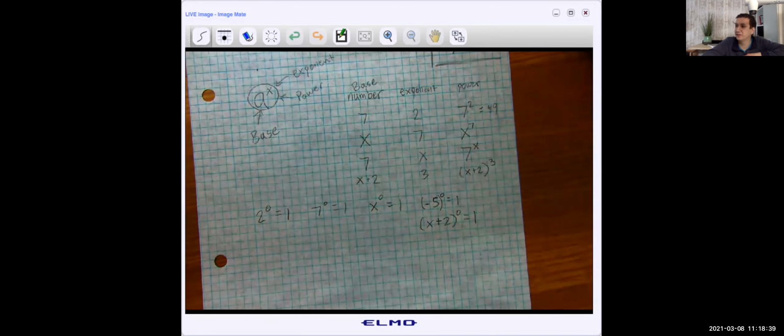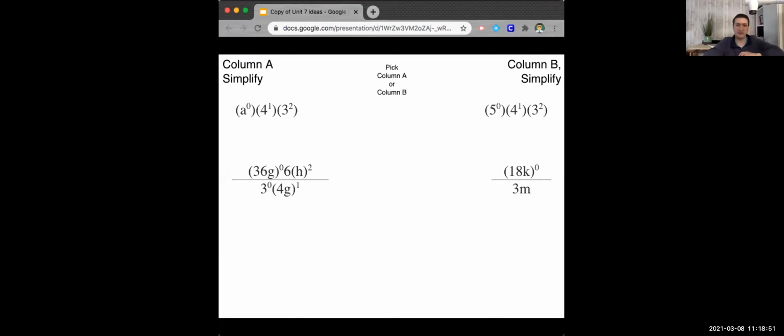So let's see if you got it. Let me see if you can use now what you know to solve a problem. Same as before, you can choose column A or column B, or do both. And the directions on these often say simplify. It means if you can, get to an answer. If you can't, then just simplify as much as you can in that problem. So there's 2 problems in column A, 2 in column B. Go ahead and try them out, see if you can simplify, and then we'll take a look at the answers here in a couple minutes.